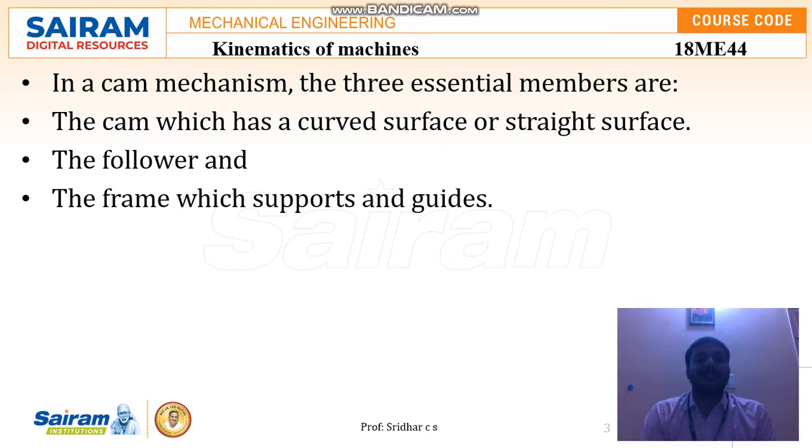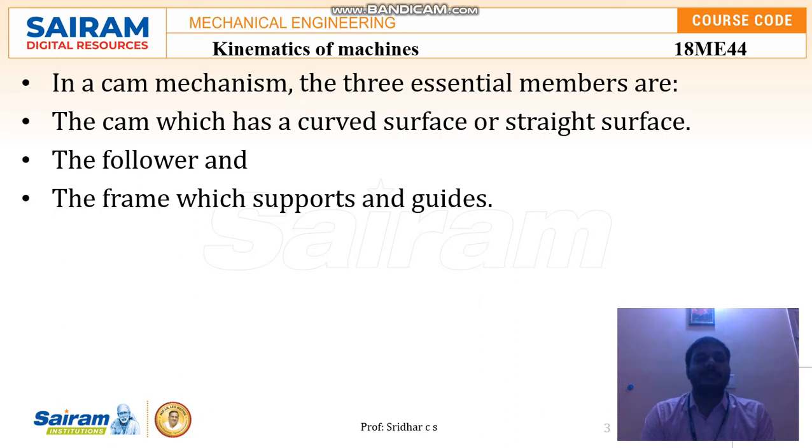Whether it is a curved surface or a straight surface depends upon the application where we are going to use it, whether we need a reciprocating motion or an oscillating motion. The follower, as we know, has the function mainly of transmitting the motion which is provided by the cam, or which is generated from the cam.